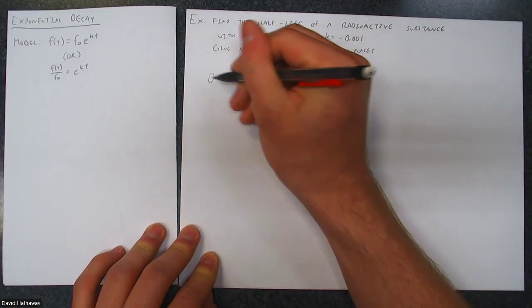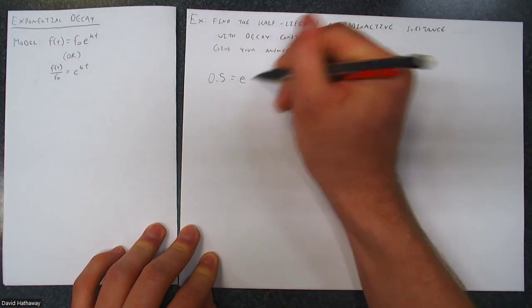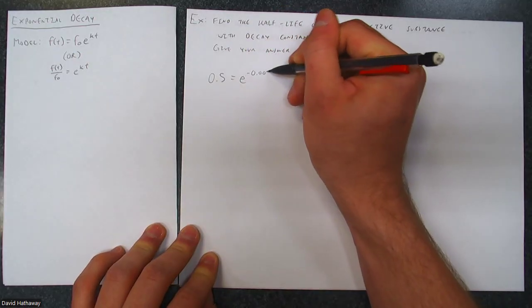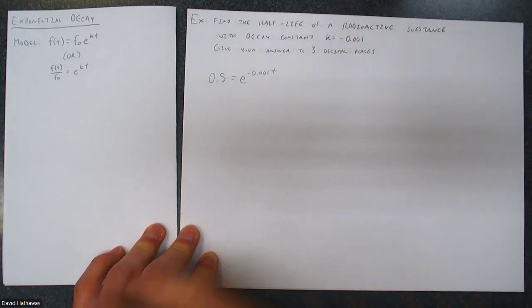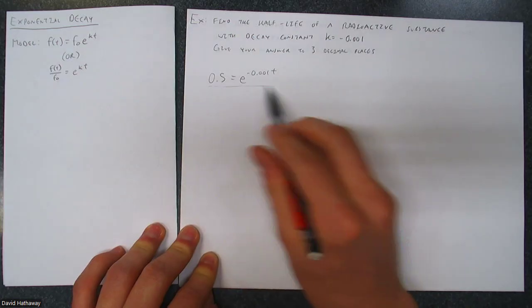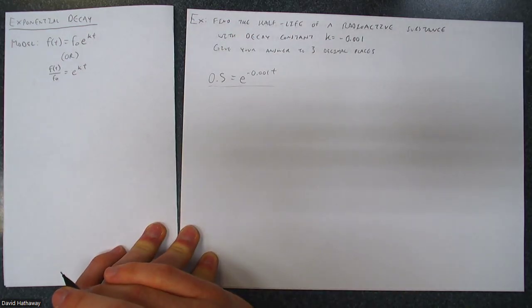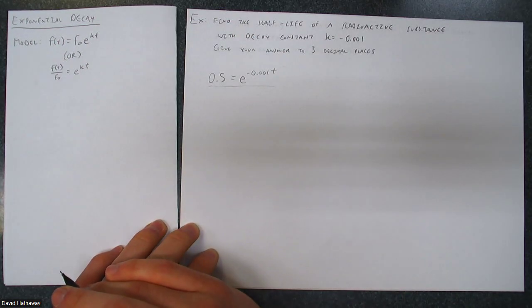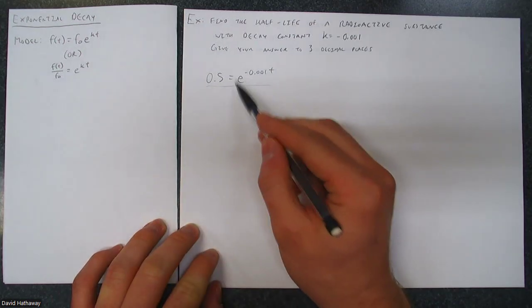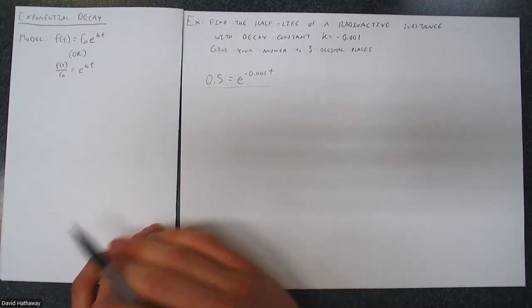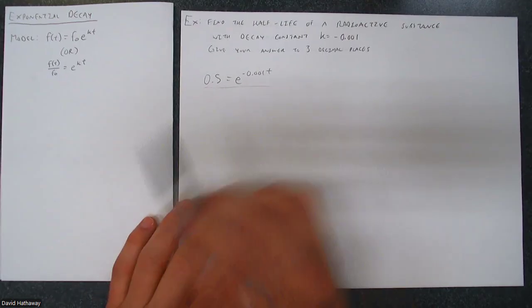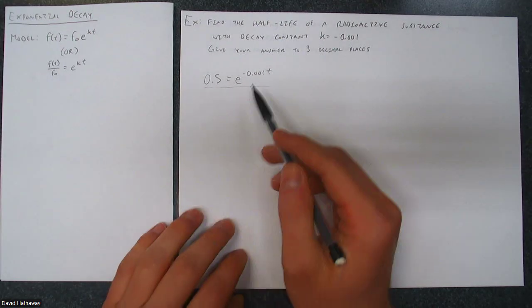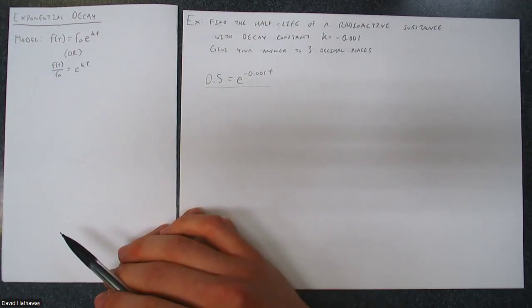So let's write that out as an equation. We know k is negative 0.001. We want the fraction to be 0.5. We need to know what t is. So in other words, we're solving this equation for t. Now, how do we do that? Well, the issue is our e. We can't mess with this power very much without getting past that e first.